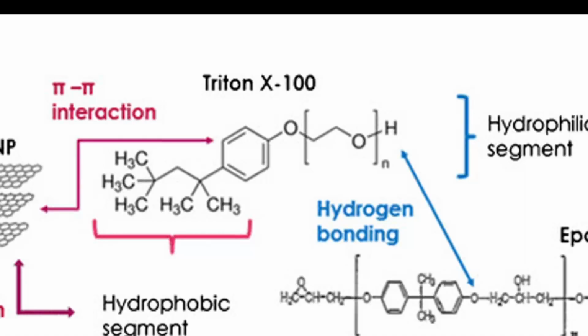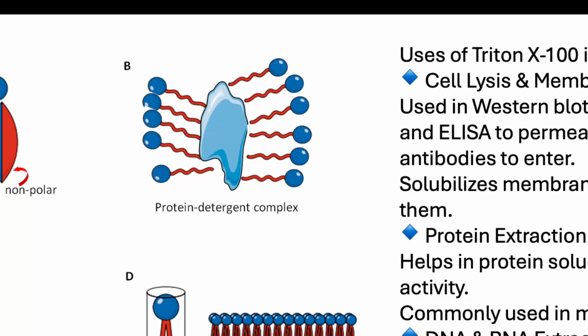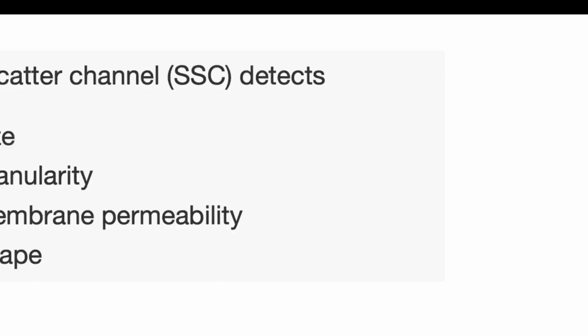Okay, we have a few more questions today, so we will move forward. Question number 10. Very good, thanks for the confirmation. Question number 10. The side scatter channel SSC detects dash. So now we have come to a separate paradigm of the lectures. Option A, cell size. Option B, cell granularity. Option C, cell membrane permeability. Option D, cell shape.